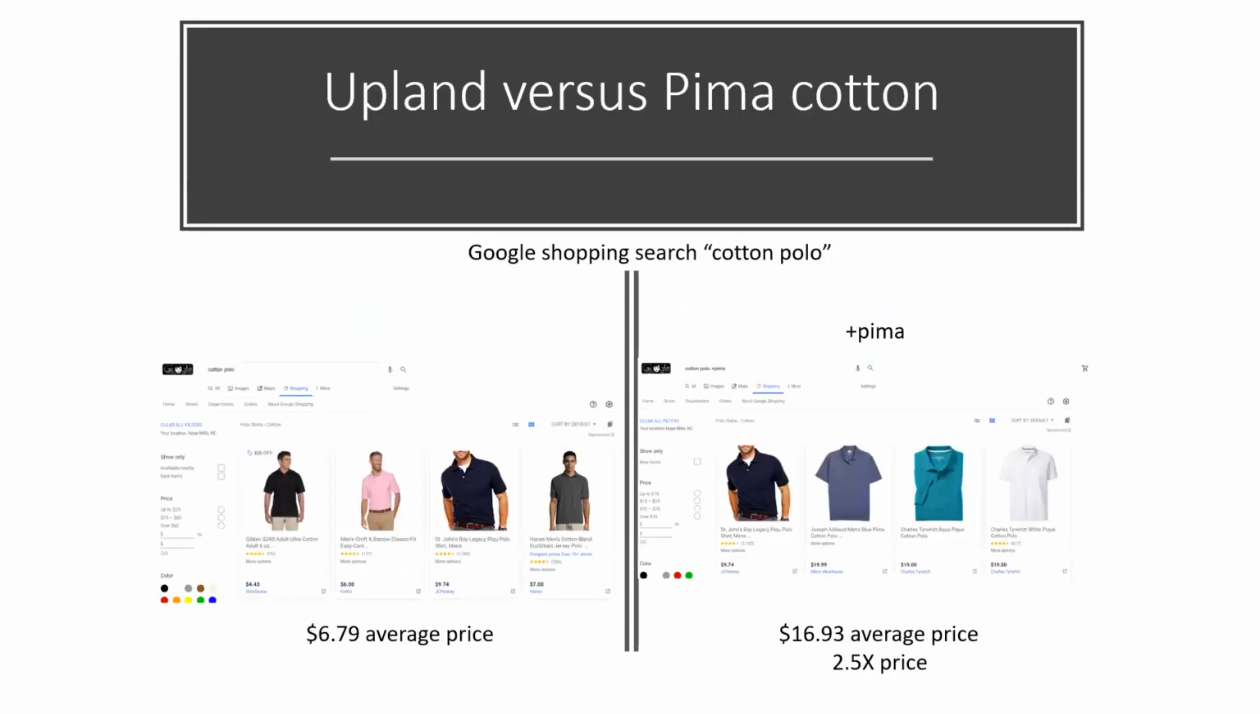And when you go and look at buying products made of cotton, if you just do a Google search and shopping for a cotton polo, on the left would be traditional upland type materials. And the average price that you can see here is about $6.79 per product. If you simply add Pima to that cotton search, it basically increases your price by 2.5 times. So that's kind of an example of the quality difference and how that plays into the products that we see as consumers on the shelf.